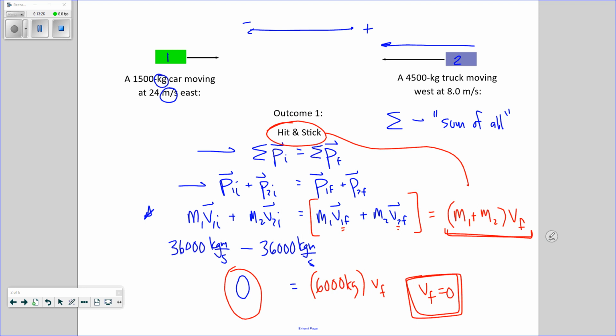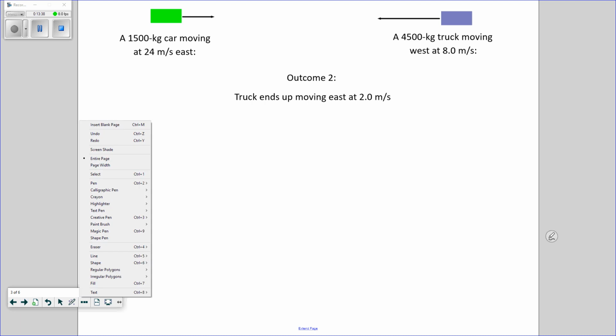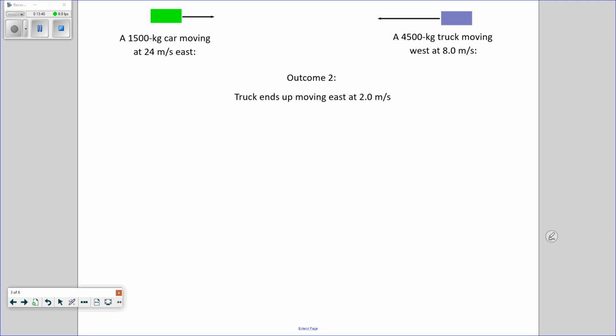Okay? Okay. What if the truck ends up bouncing backwards? Bouncing back to the east. Well, let's start with our baseline expression of momentum conservation. That says M1 V1 initial plus M2 V2 initial is M1 V1 final plus M2 V2 final. Well, the initial part hasn't changed. This is still 0. There's still 0 initial momentum.